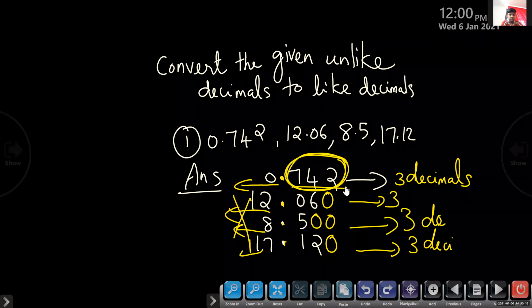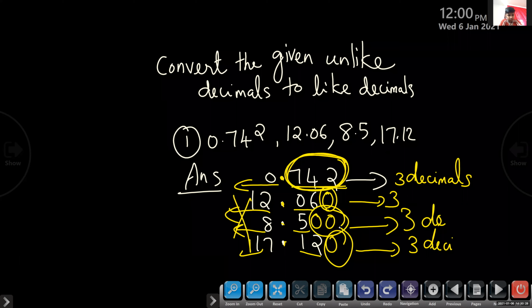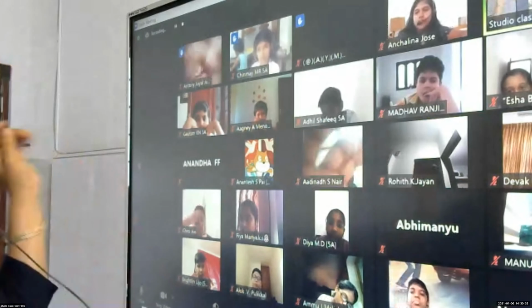So here we have 3. So that is the maximum. Here we have 2, so we have to add only 1. Here we have only 1, so you have to add 2 zeros. Here we have 2, we have to add 1 zero. Okay. Yes, children.